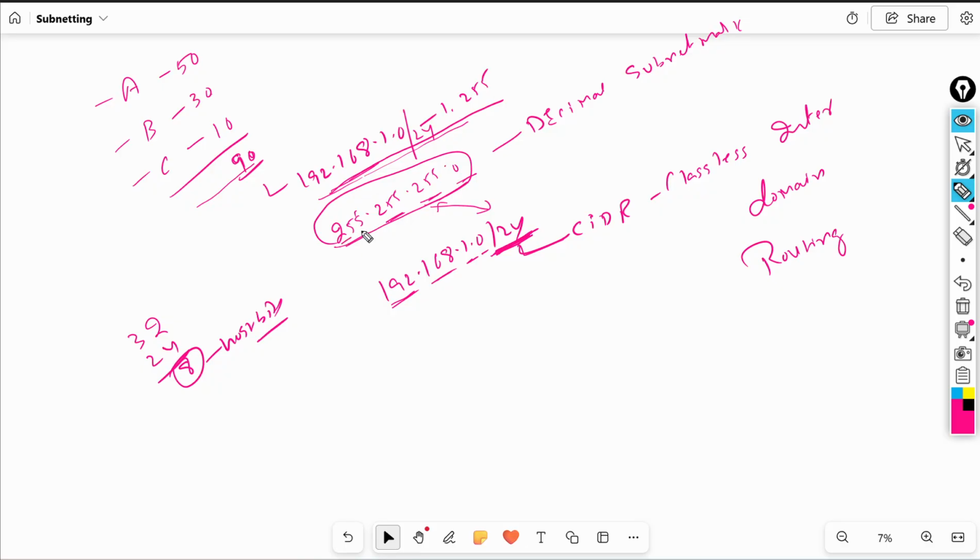Here also the same meaning. 255 is equal to 8 bits. 24, and the remaining are all what? Host bits.